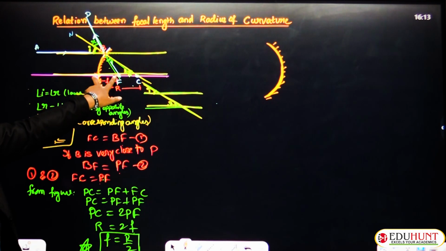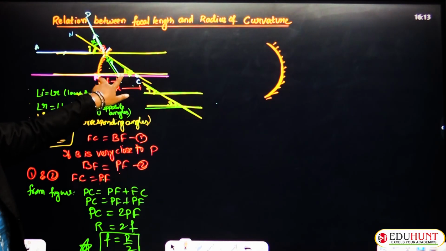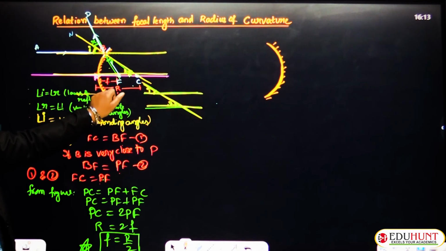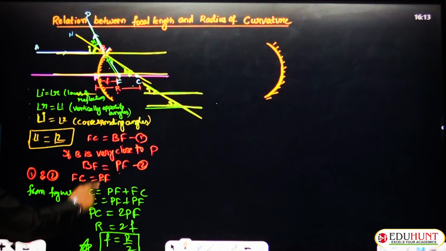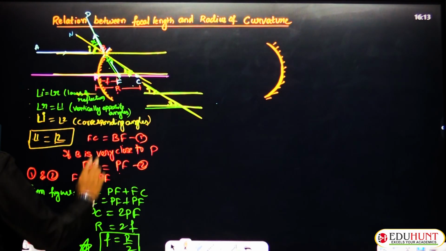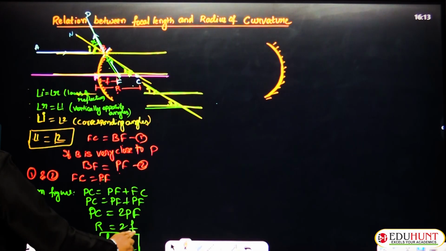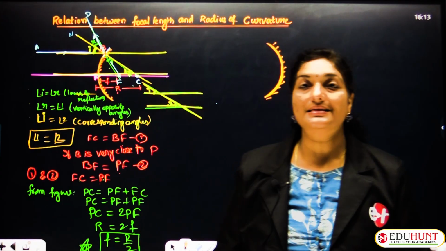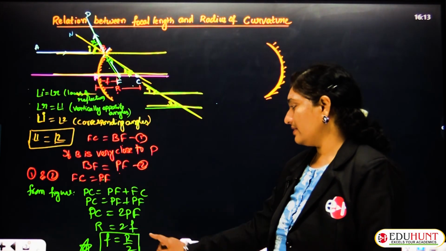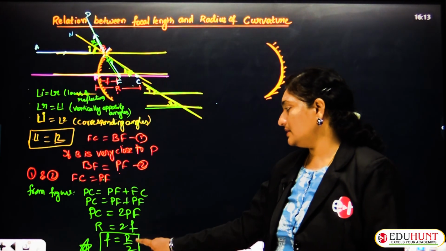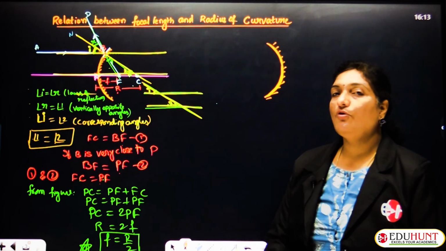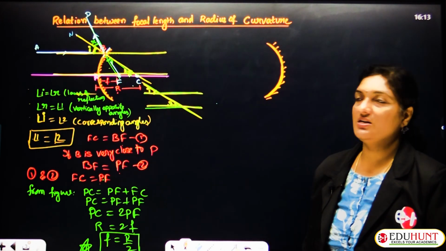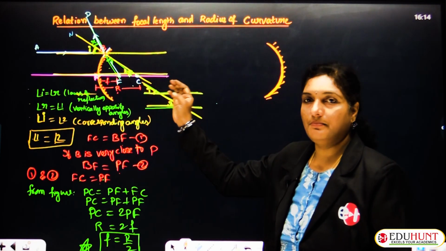From the figure, from P to F, pole to focus, is indicated with the letter F, focal length, and from pole to center of curvature is indicated with the letter R, radius of curvature. So PC can be written as capital R and PF is replaced with F. So the relation between radius of curvature and focal length is R equals 2F, or F can be written as R by 2. So this is the relation between the focal length and radius of curvature in case of a convex mirror.